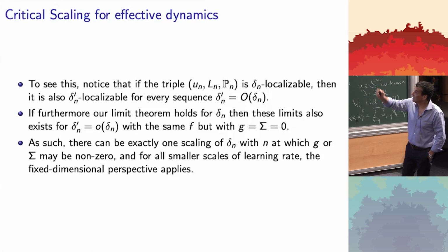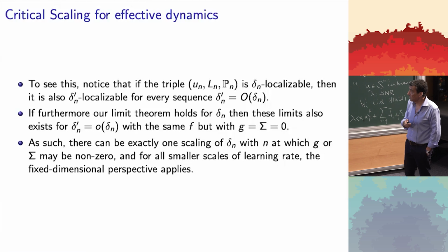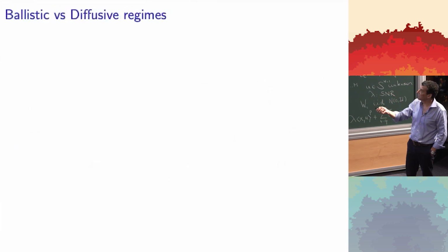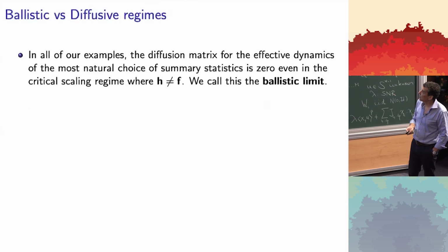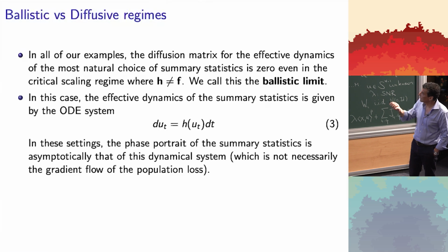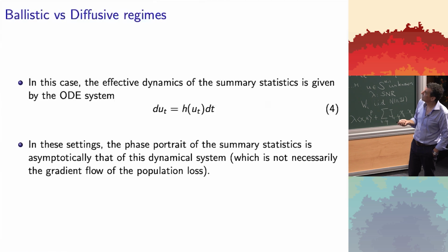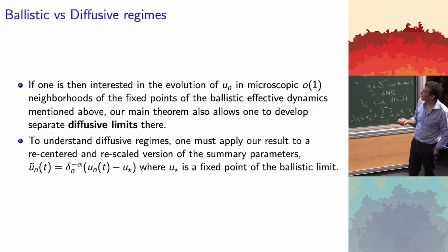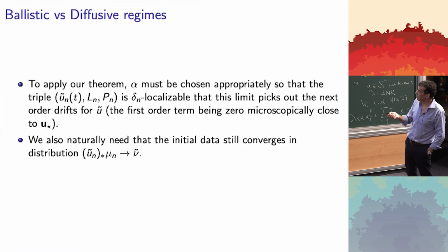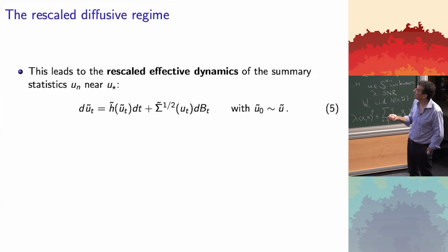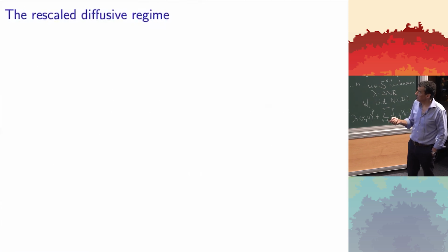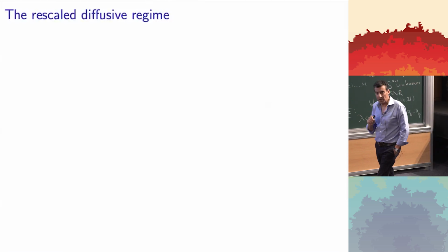So there is only one scaling of delta at which G and sigma may be non-zero, and this is the edge of stability. So the ballistic limit is this, as I explained. I don't want to go above this. You understand what diffusive limits are. Let's forget all that. What I mentioned is now the following. Let's just mention very quickly.